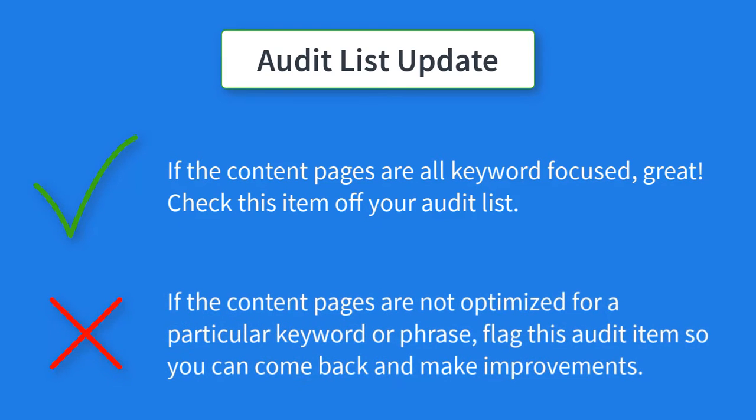If the content pages are not optimized for a particular keyword or phrase, flag this audit item so you can come back and make improvements. You'll want to do keyword research and optimize your pages for a relevant keyword.